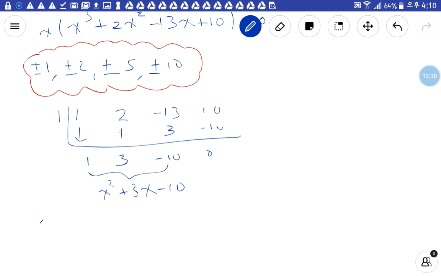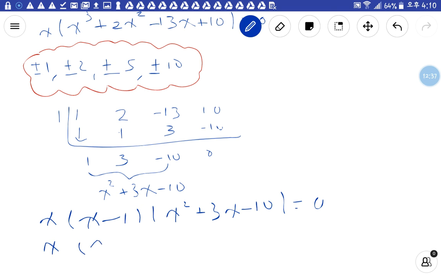So from that, I can write it down like this: x times x minus 1 times x squared plus 3x minus 10 equals 0. Do you think the last one can be factored out? Yes. By what? 10. How can I make it 10?